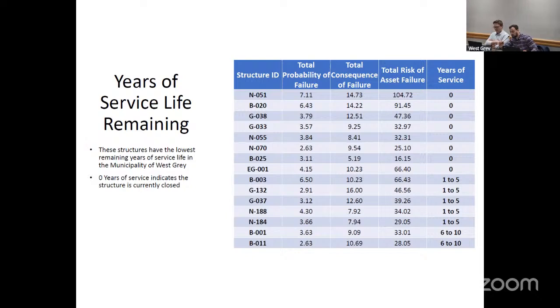And it should be noted that all of these last 3 slides that were presented make up the priority list. So they were assessed when looking at the actual structure priority list, years of service life. Obviously, if a structure is closed, it doesn't necessarily mean it's high priority, but this is just a summary of those structures that are on your list with the lowest amount of years of service life.